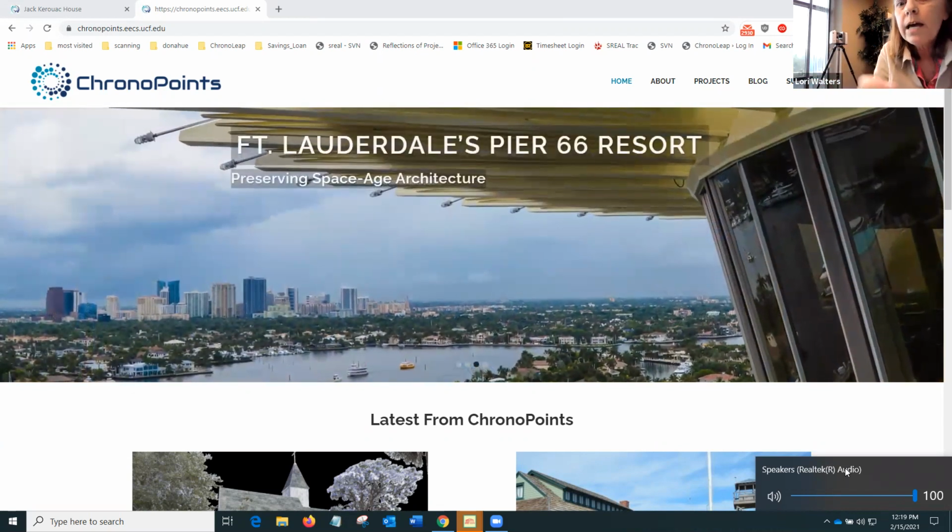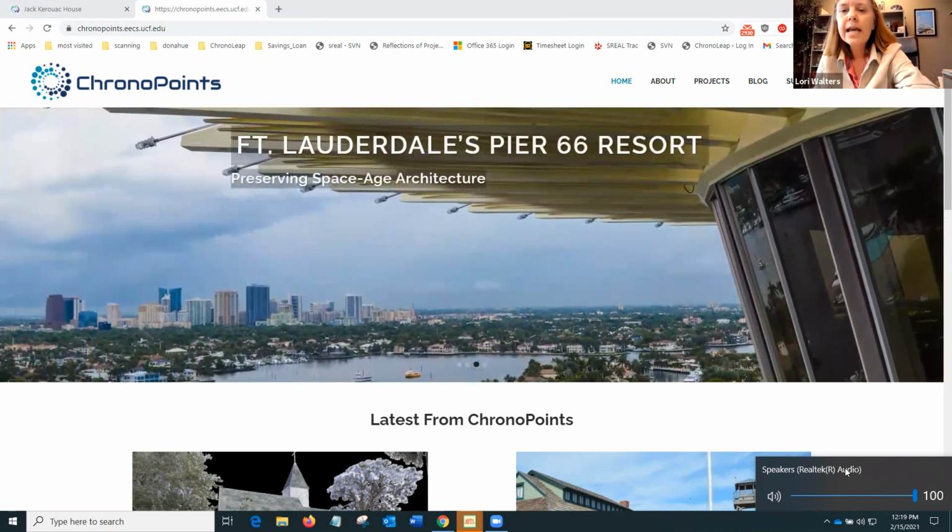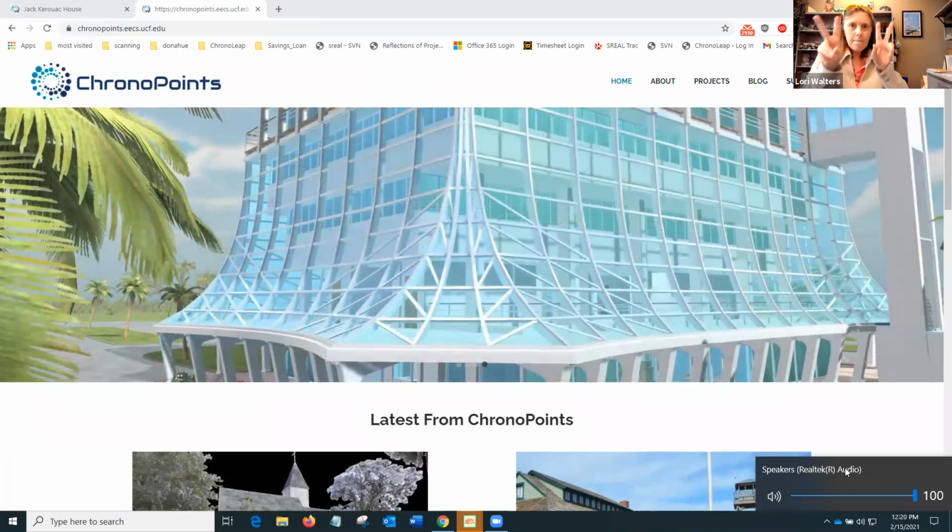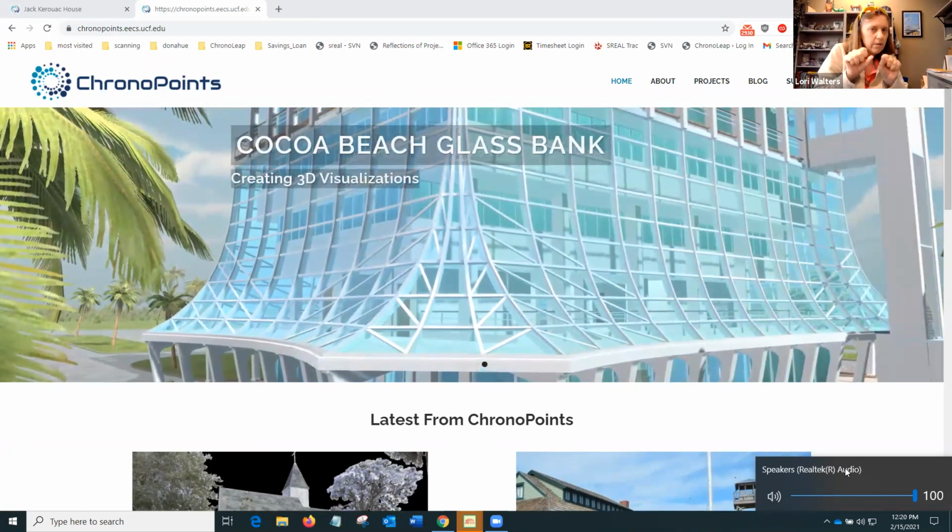So when we build that point cloud, can we just take it and make a Maya model from it?